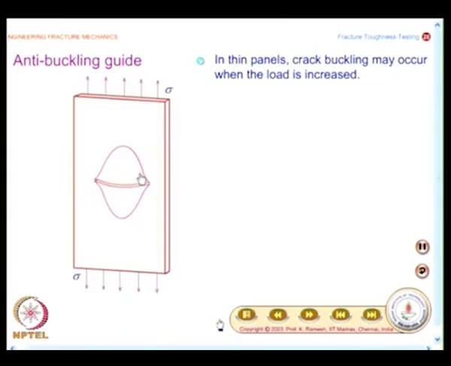Do you know why this happens? I am applying only a tension. Why does buckling take place near the vicinity of the crack? You know, you have to go back to your result of plate with a hole, and let us see the result which we saw.